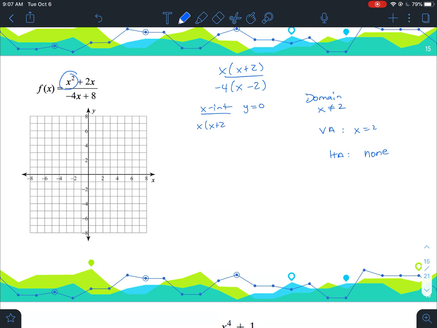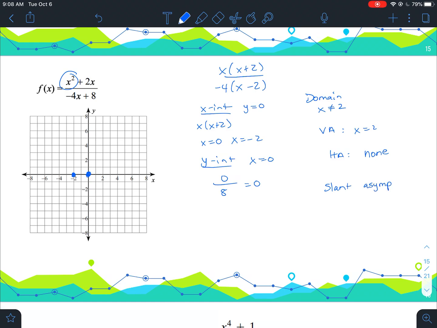Our x-intercepts are what makes y 0, or it's what the numerator is. So x times x plus 2. So I have an x-intercept at 0 and at negative 2. Y-intercepts, we're going to plug in 0 for x, and I get 0 over 8, which is 0. So I have a y-intercept at 0, which is that same point.